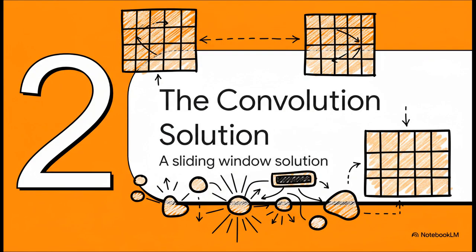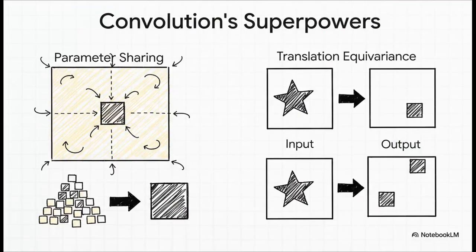So, how in the world do we fix this? Well, this brings us to section 2, the convolution solution. This is the truly brilliant technique that lets us escape that billion parameter nightmare and finally teach a network about the natural structure of an image. You can think of convolution as having 2 incredible superpowers. The first one is called parameter sharing.